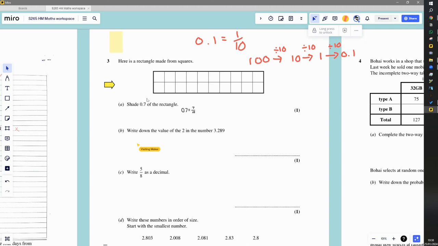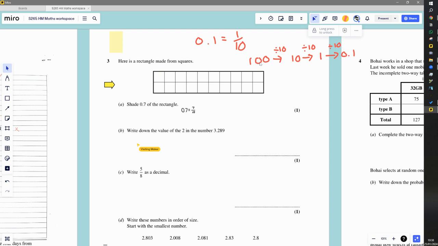So yeah, you were a little bit unsure how to do this question. Shade 0.7 of the rectangle. And 0.7 as a fraction is 7 over 10. Why is that? Because 0.1 is 1 over 10. I kind of demonstrated through this.